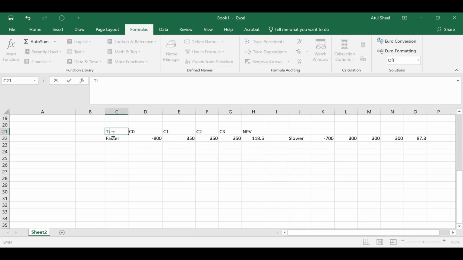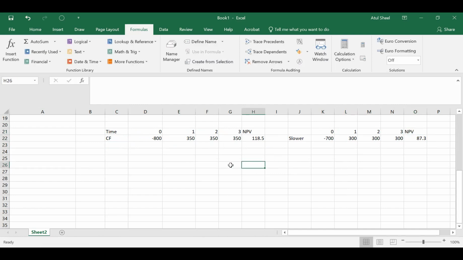Time, cash flow, time. Instead of C0, I'll put 0, 1, 2, 3. Once again, I'll put 0, 1, 2, 3. This is the NPV that they are giving. So once again, I'll show you how to do this in Excel. The cash flow I have for the two projects, I'm putting A and project B.